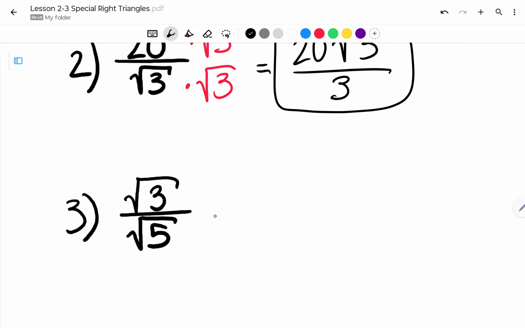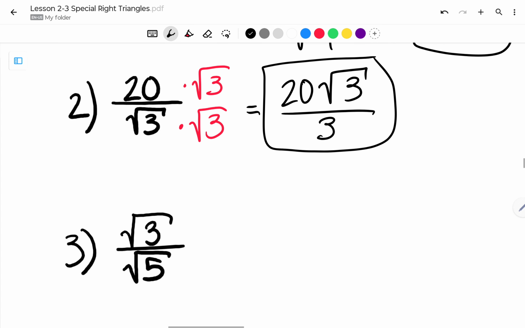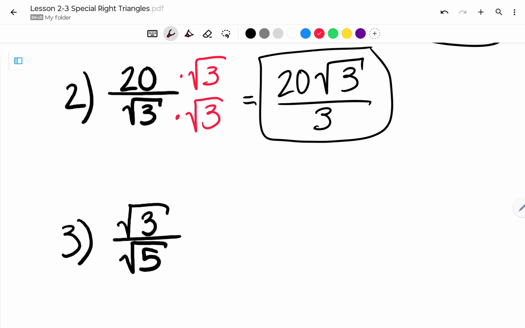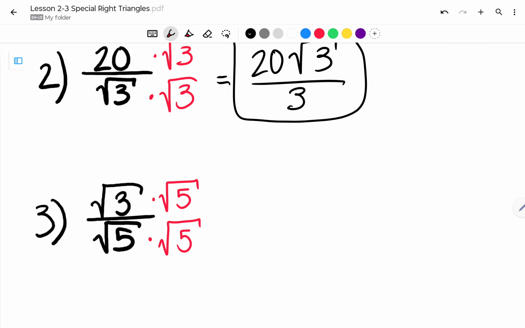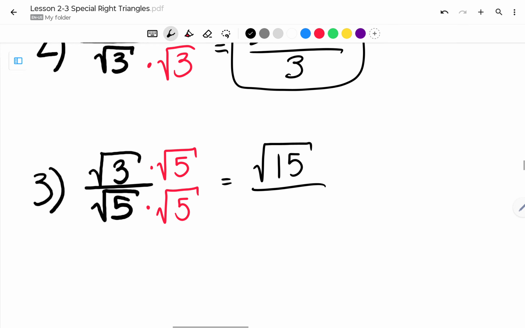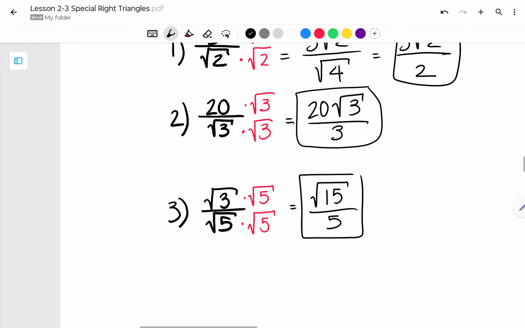What about this one? This one's a little bit different. Again, always multiply by that bottom number because we're trying to get rid of it at the bottom. So what's square root of 3 times square root of 5? I'm giving you some time. That should be square root of 15, 3 times 5. And at the bottom, square root of 5 times square root of 5 is square root of 25. That turns into 5. So this is your answer, square root of 15 over 5.